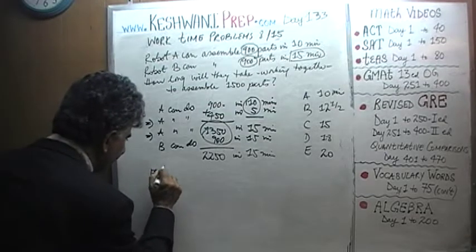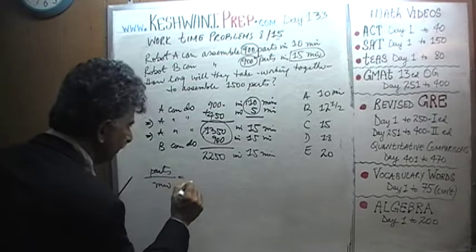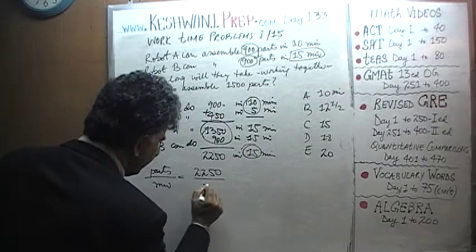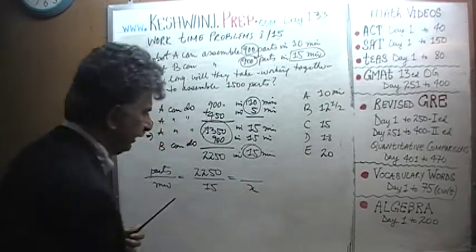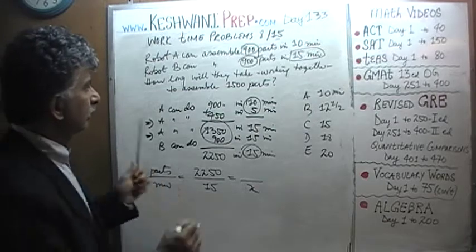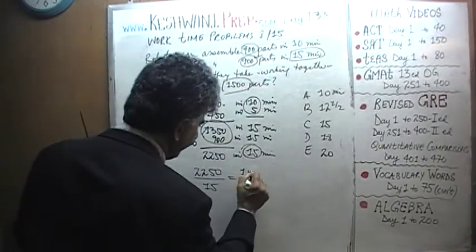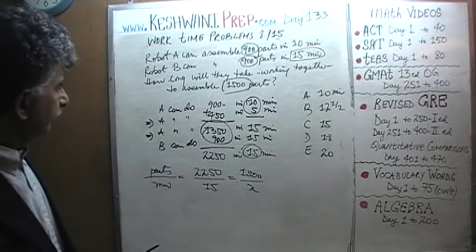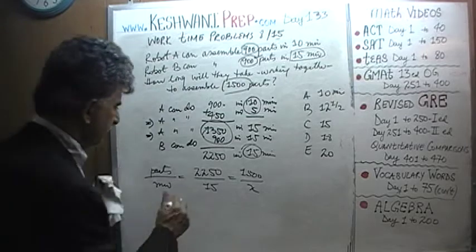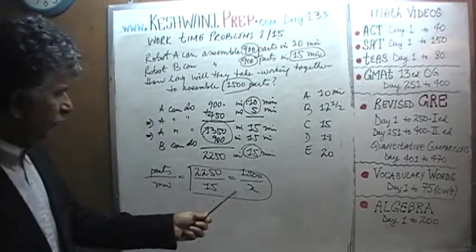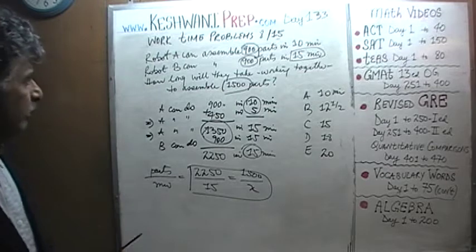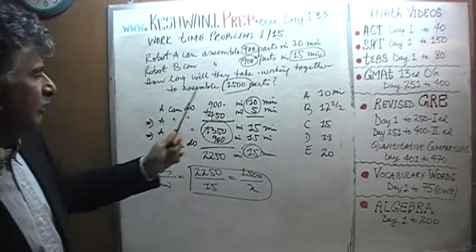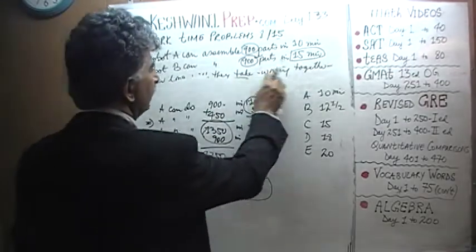So here are the parts, here are the minutes. We know that we can do 2250 parts in 15 minutes. The question is, how long will it take to do 1500 parts? Let's solve this equation up here. I'll give you a couple of seconds in case you need an unobstructed view. Robot A can assemble 900 parts in 10 minutes, B can do it in 15 minutes. How long will it take to do 1500 parts?